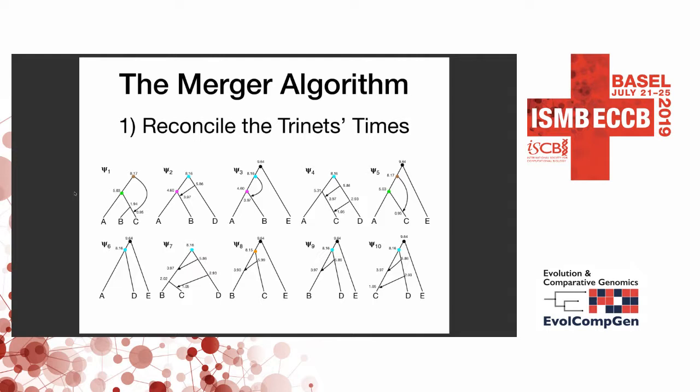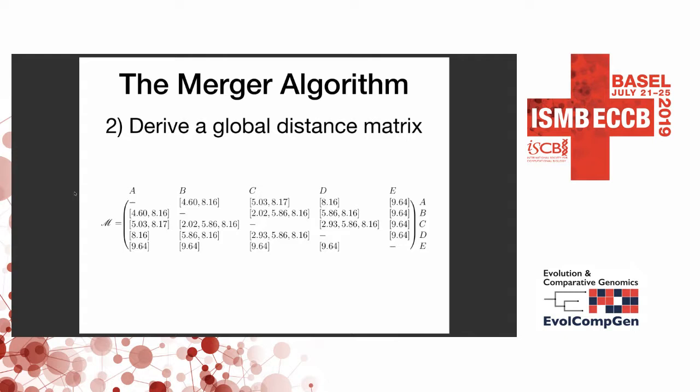The second thing is that we derive a global distance matrix from that. So it's a 5 by 5. In this case, we have 5 taxa. If you have n taxa, it's an n by n matrix. But if you look at every entry in this matrix, it's not one entry. It's now a list of distances. Why? Because if I look, for example, at BD here, BD in some trinets could have 2 ancestors in the network. So now we are not talking about a tree.